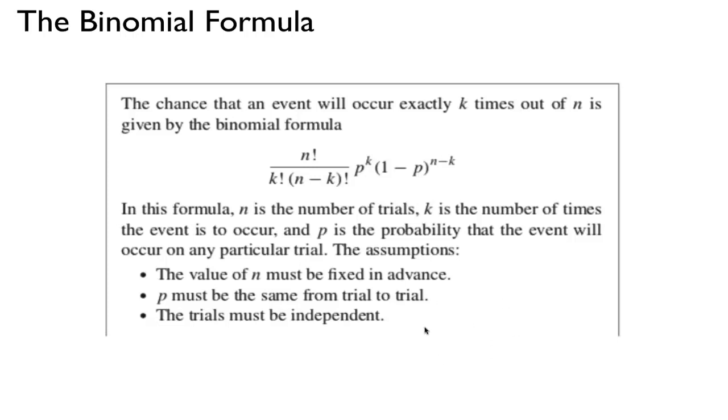Again, the reason why it's p to the k is because p is going to happen k times. P is the chance that some event will happen, and then 1 minus p is the chance that that event will not happen, and so we need to raise that to the n minus k. And the key here is that the exponents k and n minus k add up to n. So I think that this formula is confusing, but if we do some examples, it will make more sense.